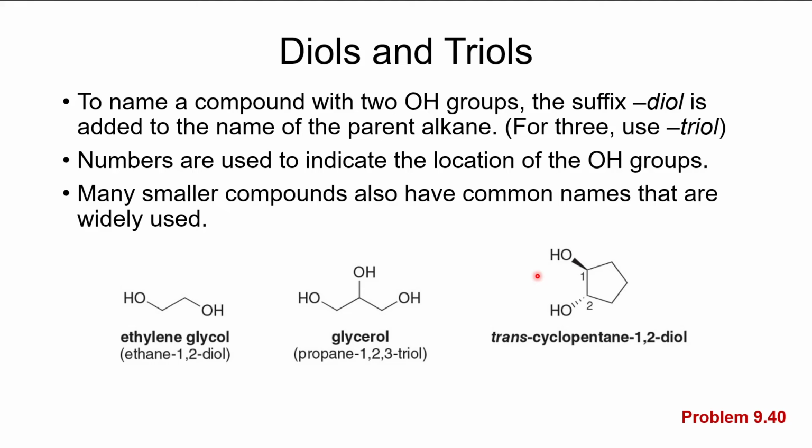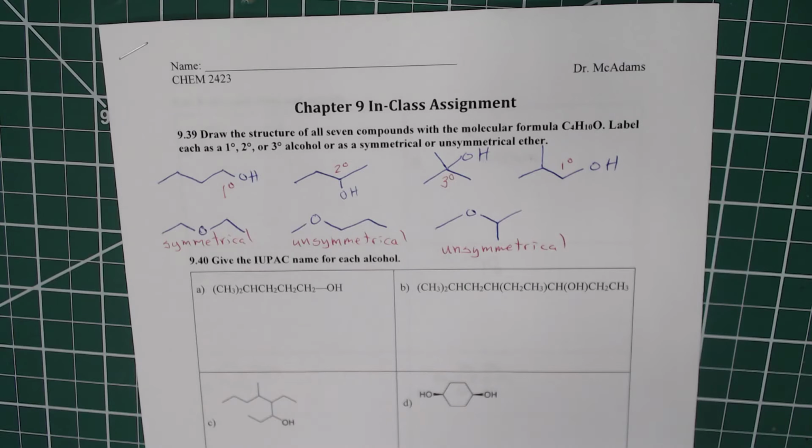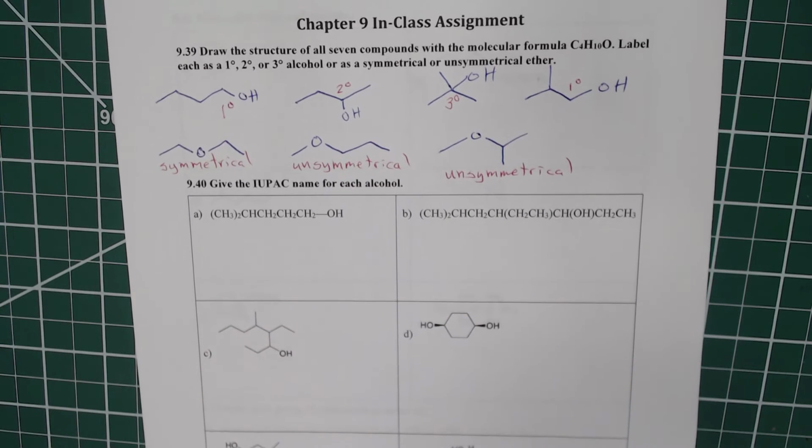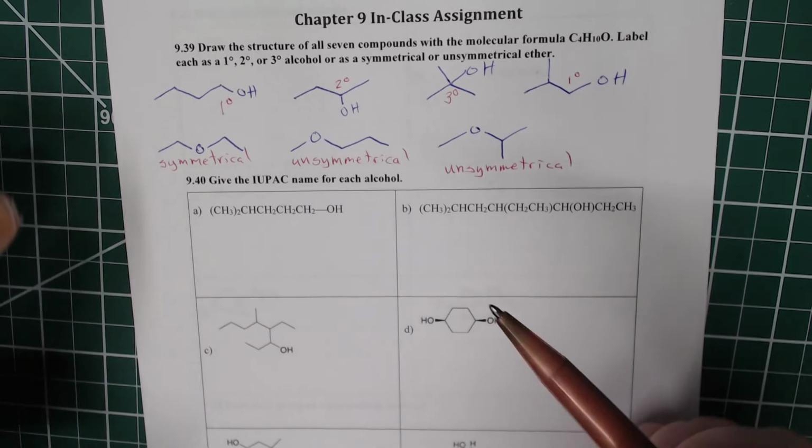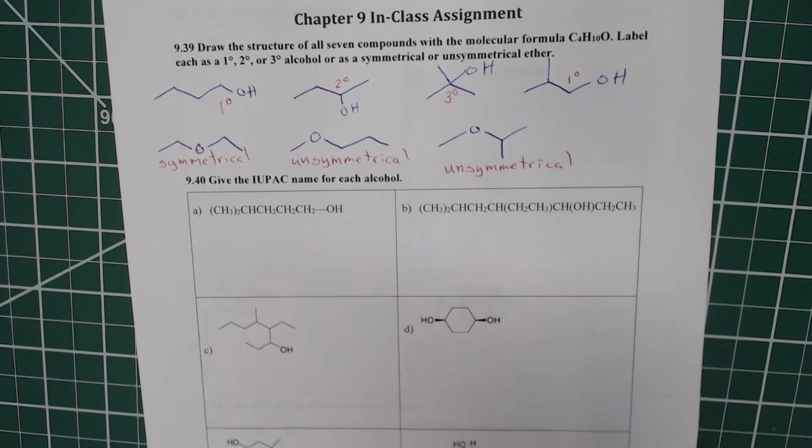All right. Some smaller compounds often will have common names like ethylene glycol and glycerol. And there are quite a few of these kinds of compounds. So let's go and look at the in-class assignment. We're going to give the IUPAC name for each of these alcohols.